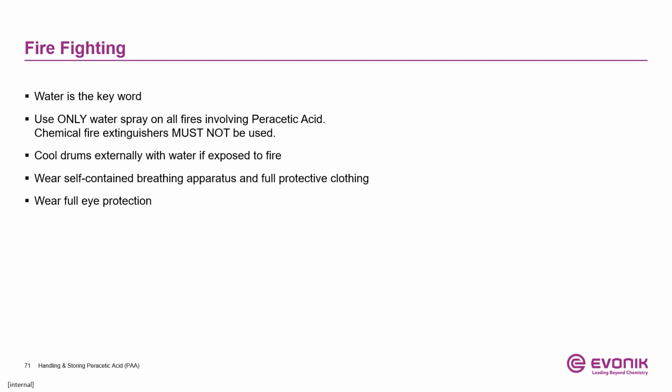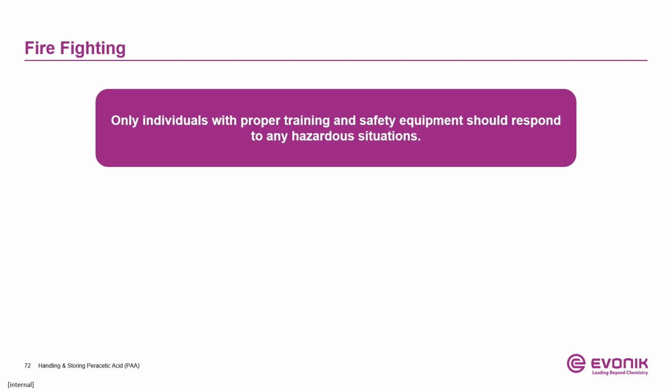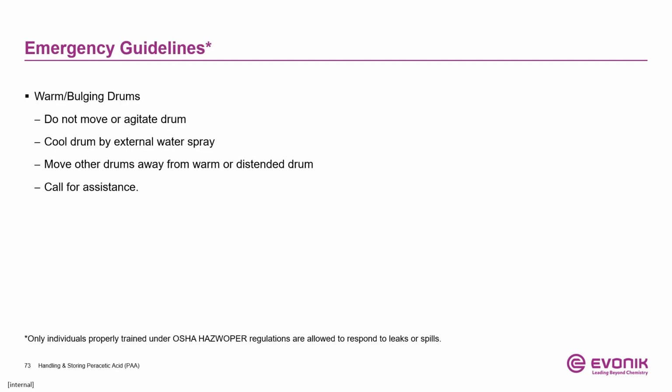If there is a fire, use water to cool peracetic acid drums, and make sure you are wearing a self-contained breathing apparatus and full protective clothing to include full eye protection. Only individuals with proper training and safety equipment should respond to any hazardous situations. If you find PAA in a warm or bulging drum, don't approach, move, or agitate it. You can cool the drum with water from a distance. If any other drums are nearby, move them away if it can be done safely, then call for assistance.